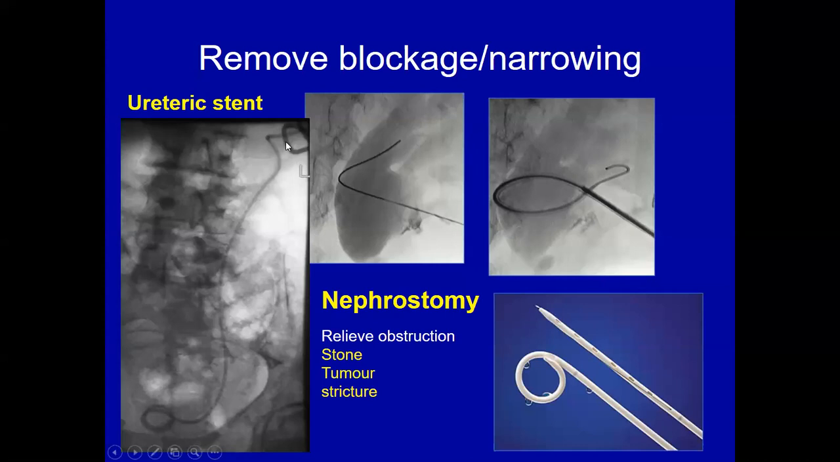So, double J stent. If there is obstruction somewhere here by a stone or by tumor, by benign stricture, malignant stricture, we're crossing the stricture with this tube, and the urine can pass freely from the top kidney to the bladder. Patient can void. This is another example, patient with hydronephrosis, so obstruction of the ureter. And this is a wire going through the calyx into the pelvis, and this is replaced with this catheter called a nephrostomy tube inside the pelvic calyceal system. So we are removing blockage to allow patient to pass urine.